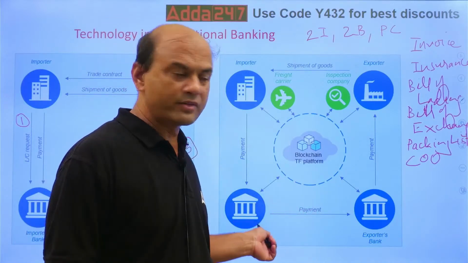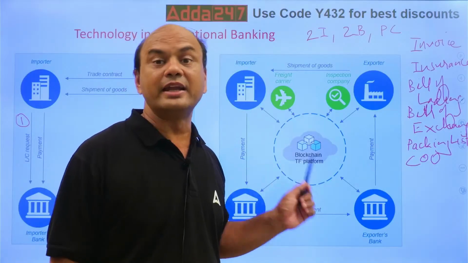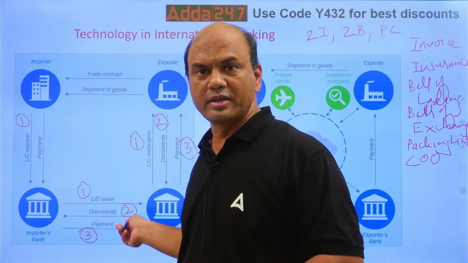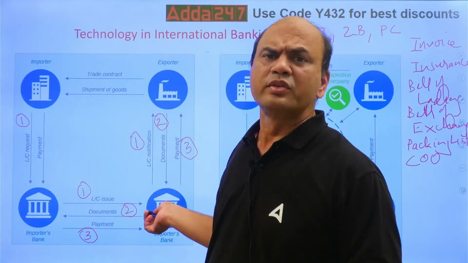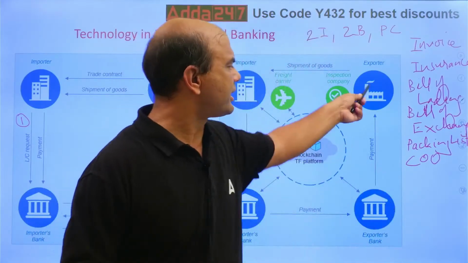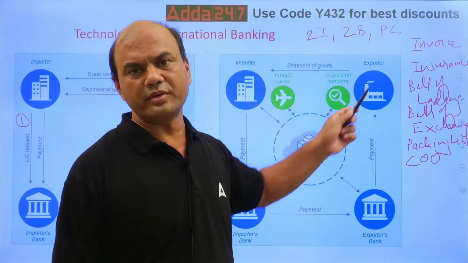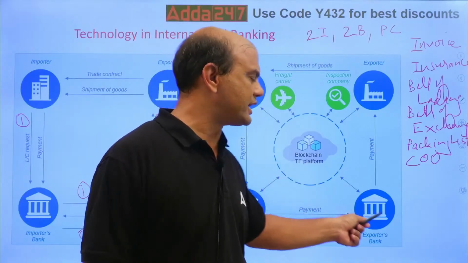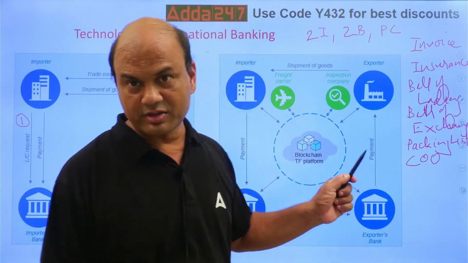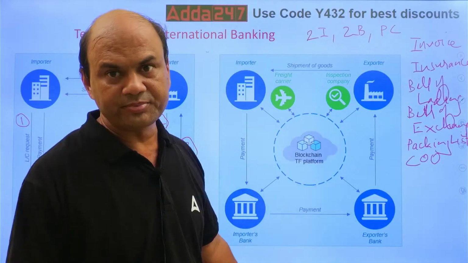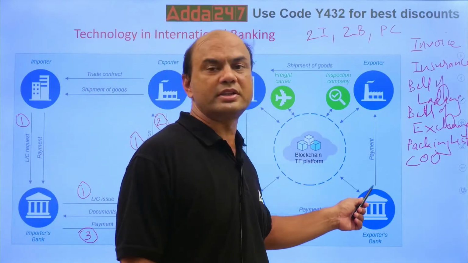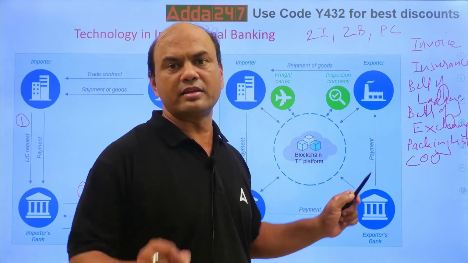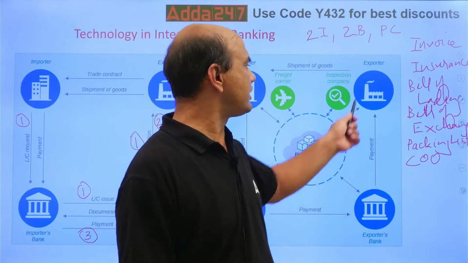His bank will issue the LC, which right now goes through SWIFT to his advising bank. Here, all the parties will be on the blockchain. So his bank will issue the LC and it will reach the advising bank immediately. No delay. This bank will check the authenticity and immediately put a block saying checking is done. Immediately it will reach the exporter.